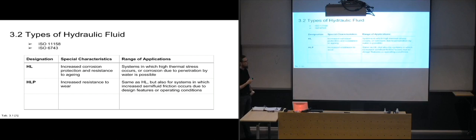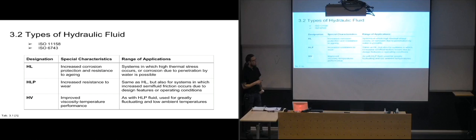And the last one we have is HV, and it has an improved viscosity temperature performance, which means that it can perform at more extreme temperatures than the rest of the hydraulic fluids. And again, it's the same as the previous one for the range of applications, but also used for greatly fluctuating and low ambient temperatures, so very cold situations you can use them.